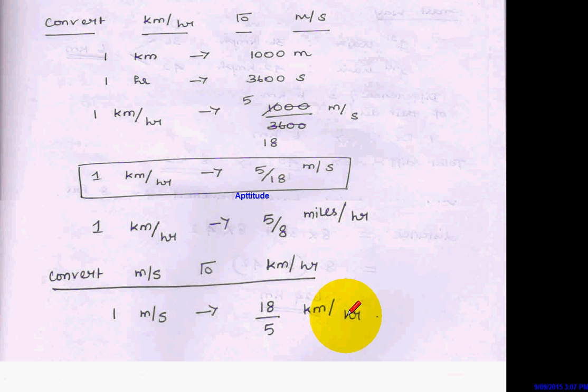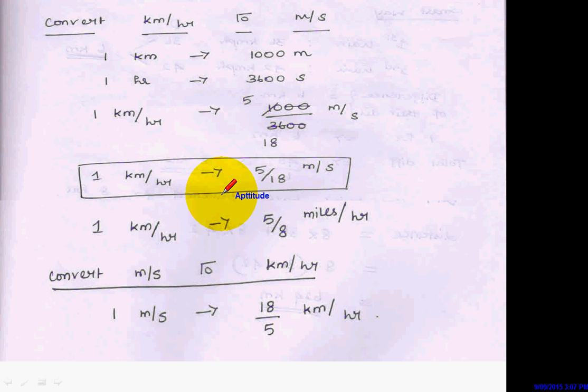Now I have to convert, because in one problem they'll be giving the units in kilometer per hour and asking us to convert to meter per second. So we need to convert the speed in kilometer per hour to meter per second. See, it is very simple. We know that 1 kilometer is equal to 1000 meters and 1 hour is equal to 3600 seconds. So divide this 1000 by 3600. Just by simplifying it, you will get 5 by 18.